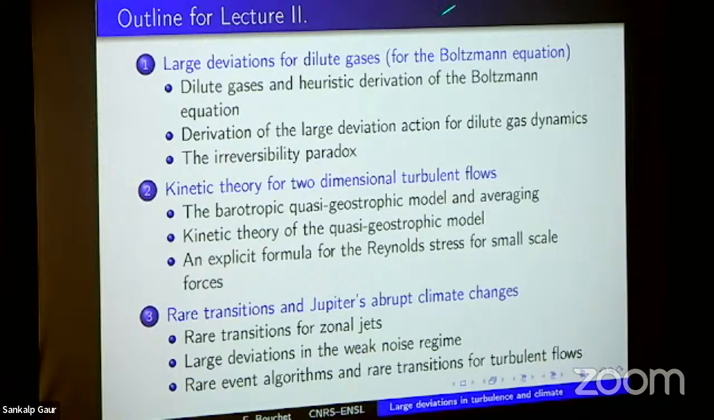The first part would be to compute the large deviations that are associated to the Boltzmann equation for dilute gases. I am very thankful to Hussein, who already introduced the Boltzmann equation yesterday. So we will speak again of the Boltzmann equation and look at the large deviations associated to it. And then we will look at kinetic theory for two-dimensional turbulent flow and rare transitions for the Jupiter problem that I introduced yesterday at the beginning of the lecture.